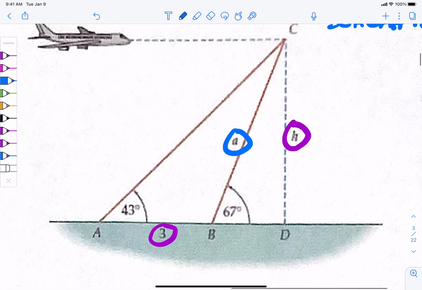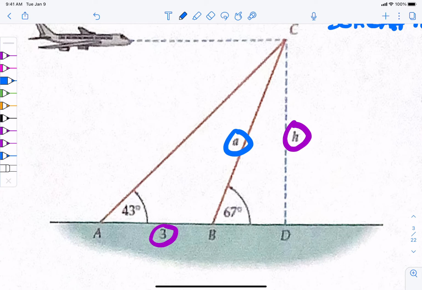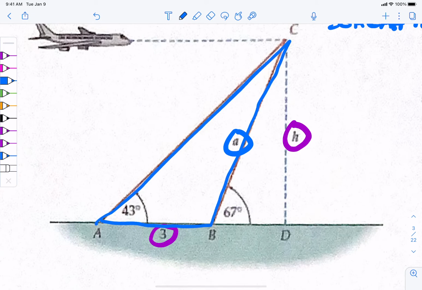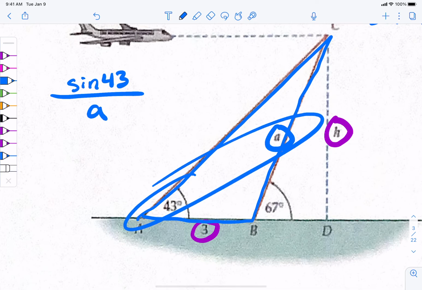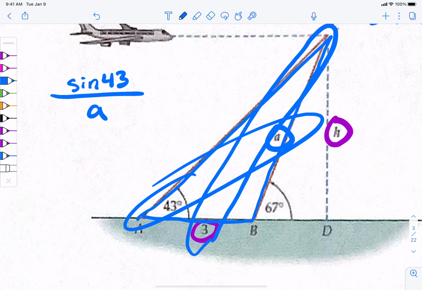So let's solve for A here first. All right, let's see what we have. This triangle here is not a right triangle, so we can't use SOHCAHTOA. We have to use law of sines, right? So sine of 43 over A, okay? Because those are opposites, right? 43 and A are opposite each other. But then we have 3, and we need to know what this angle is right there. We need to know his opposite, right? What's that?